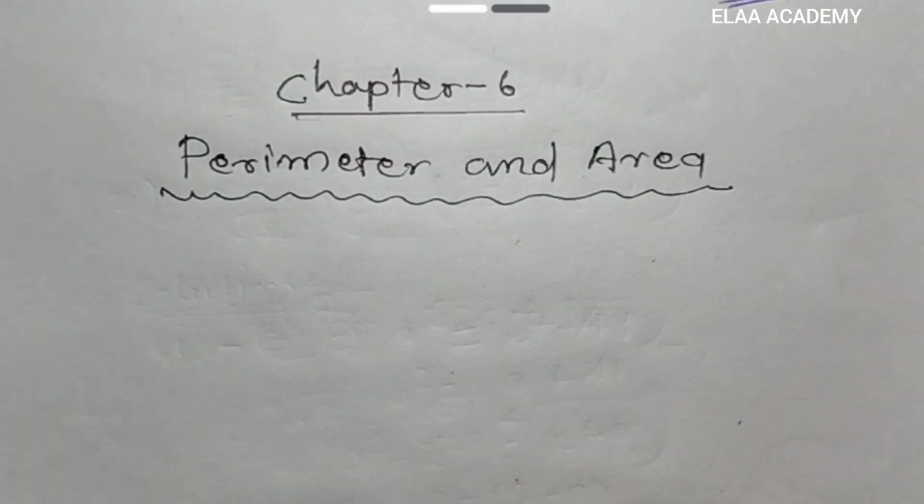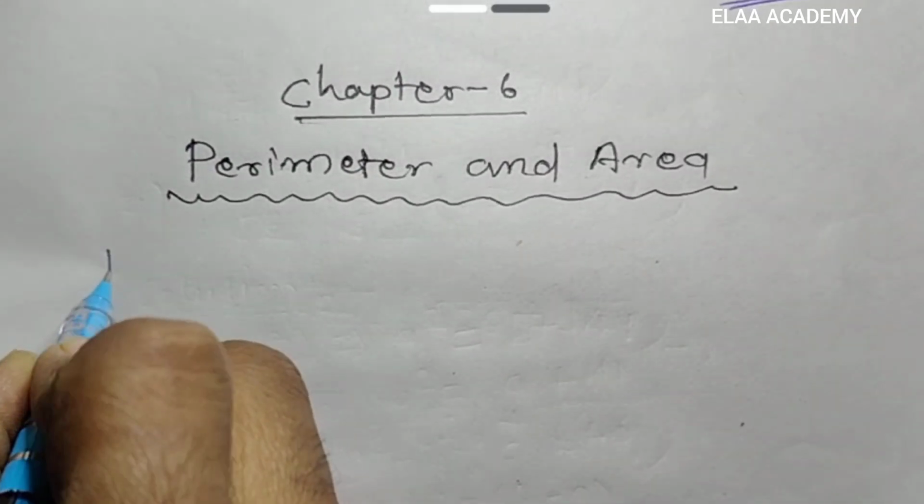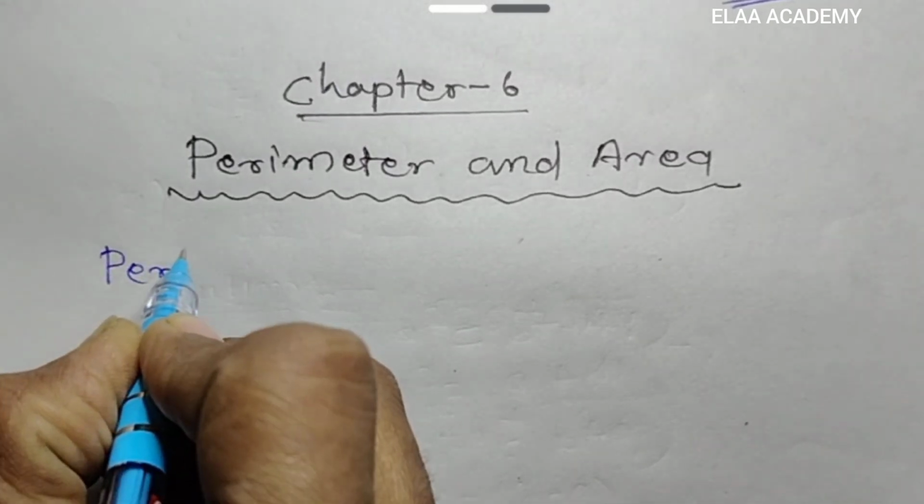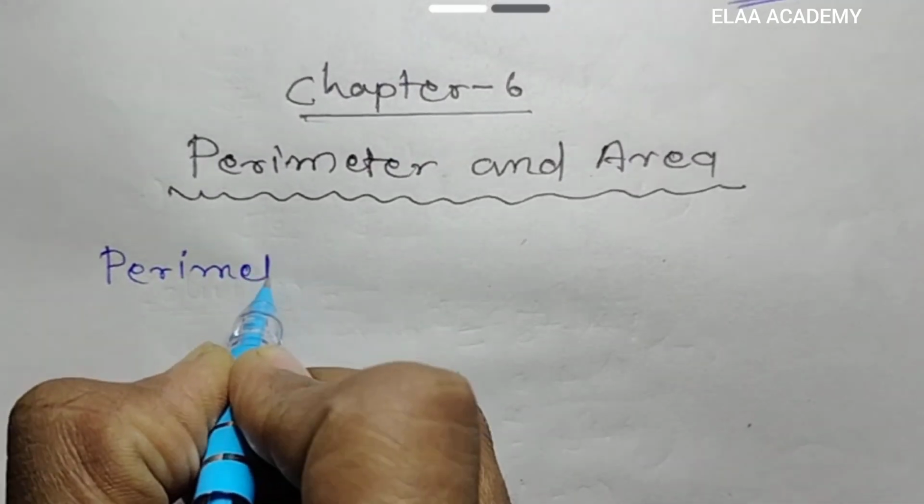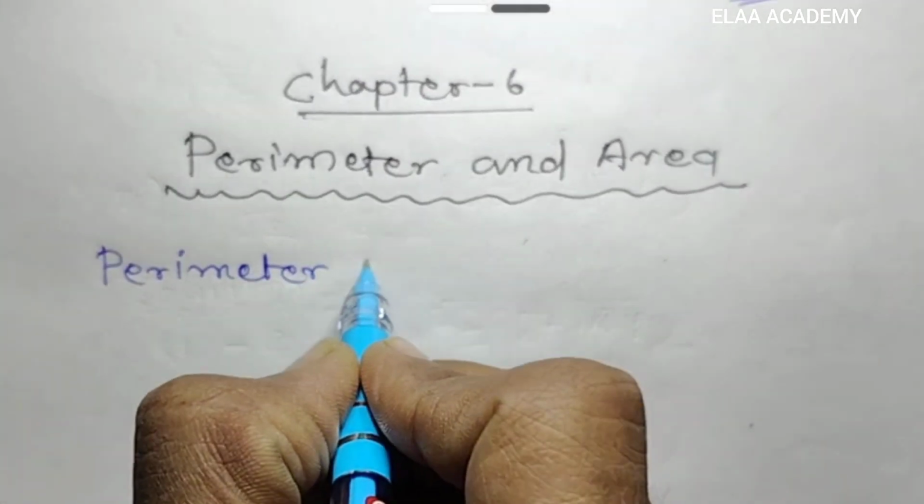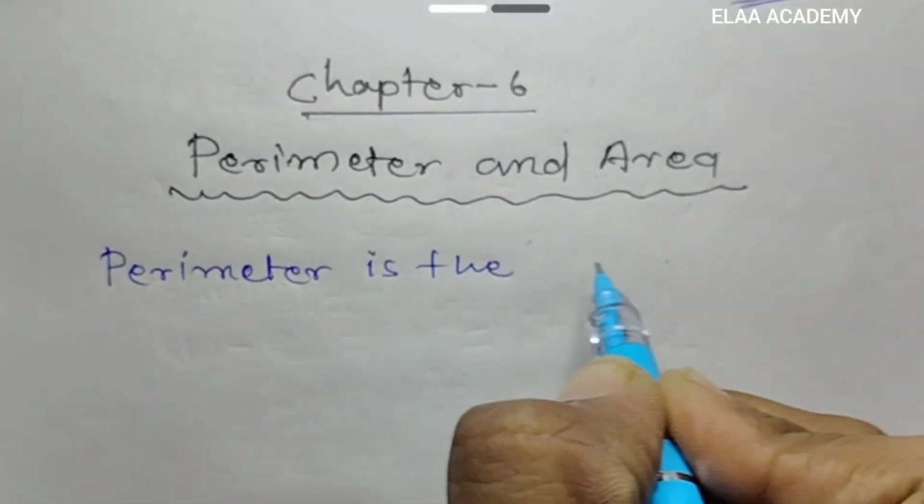Okay, so we are going to start perimeter and area. First of all, we have to understand what is perimeter. पहले perimeter को समझ लेते हैं बेटा, अपन क्या होती है perimeter.